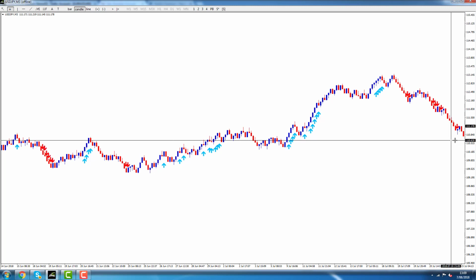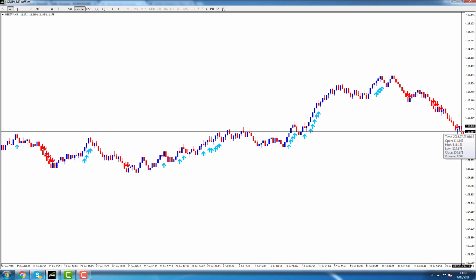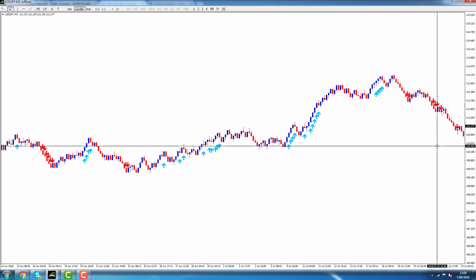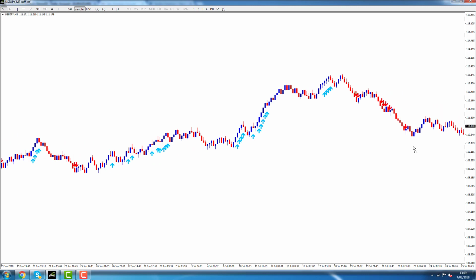So just to recap, this is a 20 pip range bar. You can see that's 197 there, down to about 177 at the bottom there. So each one of these is 20 pips, and a range bar gets drawn when 20 pips of trading has taken place.